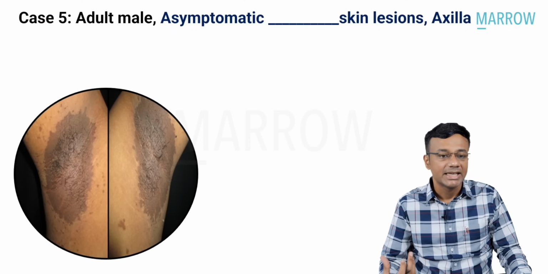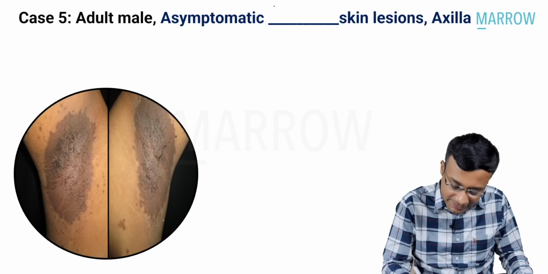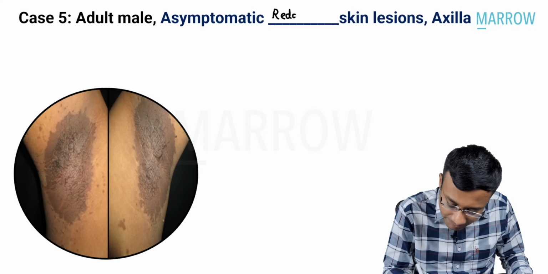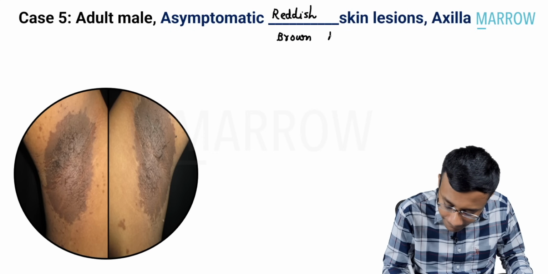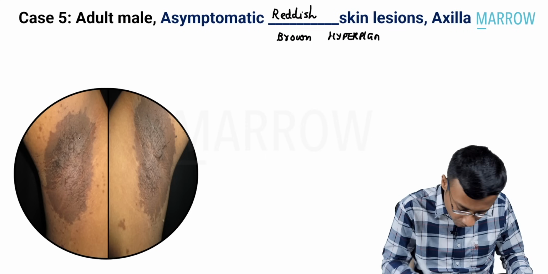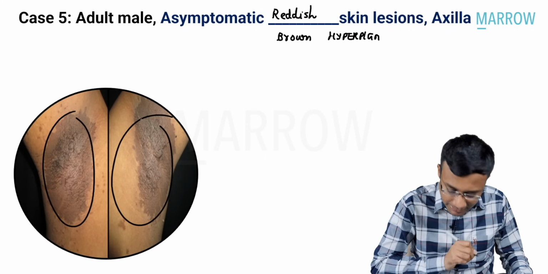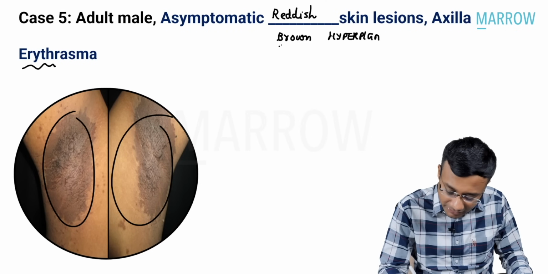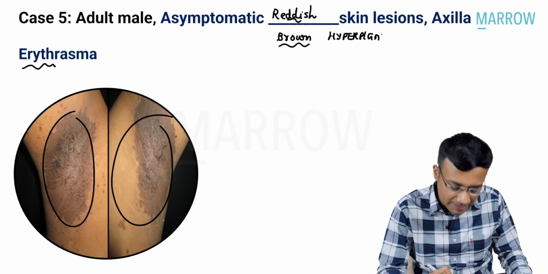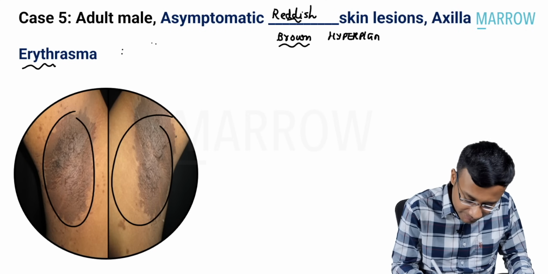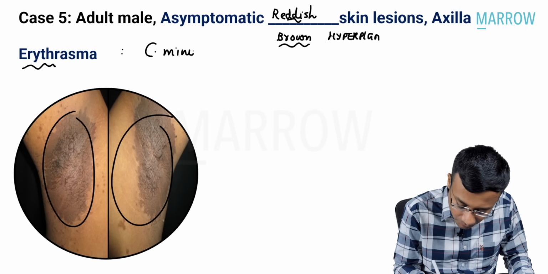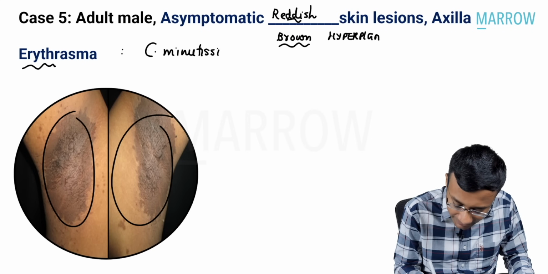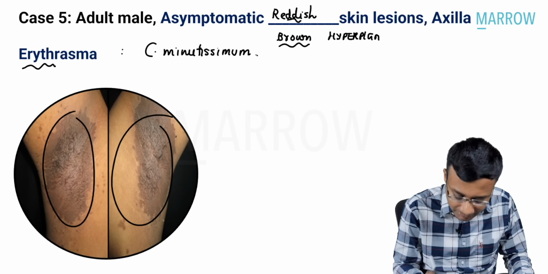Next, we have an adult male who presents with this asymptomatic reddish brown hyperpigmentation. We see the distribution over here is predominantly going to be over the axilla. So this condition is called erythrasma. Eryth means red. That's why you get this reddish brown hyperpigmentation over here. Erythrasma is produced by which organism? It is produced by Corynebacterium minutissimum.